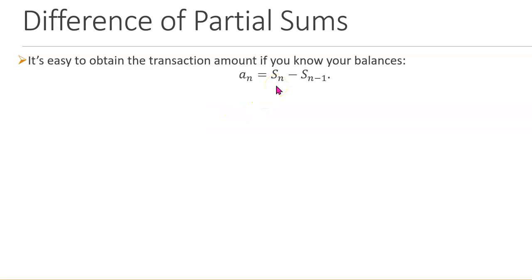If all you know is your running total, the series of balances, you can always figure out the transaction amount on a specific day. The transaction amount will be simply the difference of your balance after the transaction minus the balance after the previous transaction. Okay.